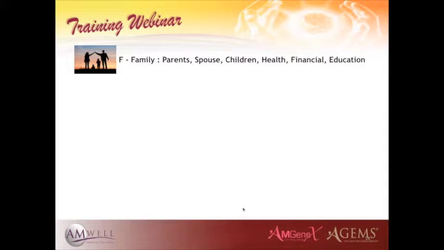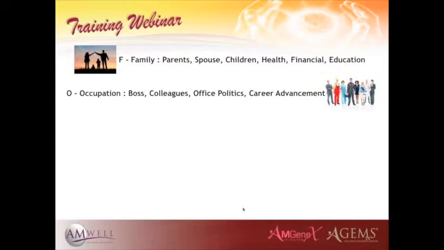First of all, when you're building rapport, always remember this alphabet F. It represents family. When people talk to each other, they will always talk about family. The subjects revolving around family will be parents, spouse, children, health, financial, or education related. The next one will be occupation. They will talk about bosses, colleagues, office politics, career advancement.